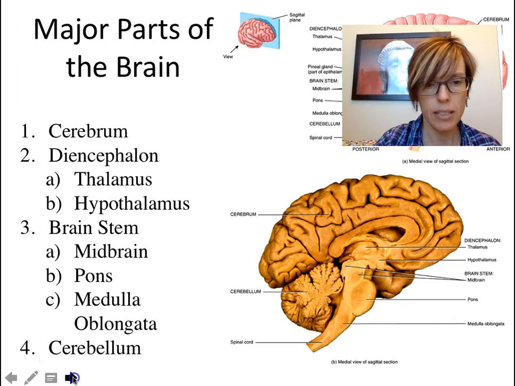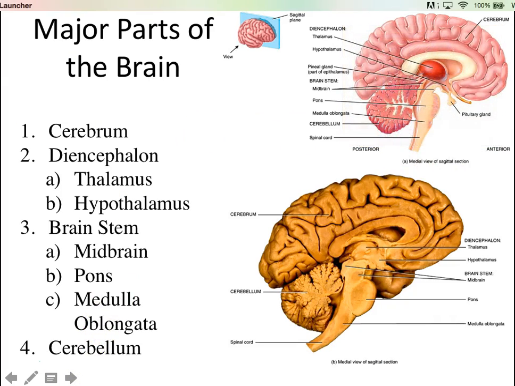Let's see if I can get my slide to advance. All right. Hide me. So I just want to talk to you about some of the brain structures. To get us started, you can see here the major parts of the brain are these four. We have our cerebrum, something called the diencephalon, that's composed of the thalamus and the hypothalamus. We have the brain stem, which consists of the midbrain, the pons, the medulla oblongata, and then the cerebellum. When you look at these, the cerebrum, or the cerebral hemispheres, or the cerebral cortex, any of those terms are synonymous.